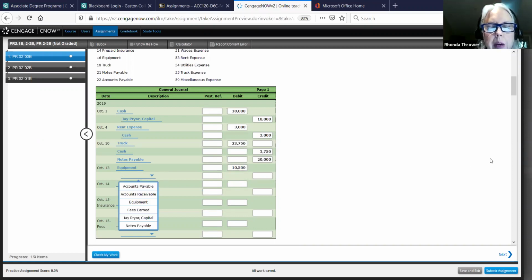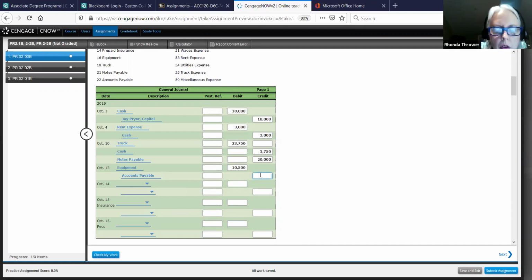Because we did not pay cash for that equipment, we put it on credit, our accounts payable will be increasing. Accounts payable is the liability account, and it's $10,500. Notice in our drop-down list here, we could have chosen notes payable if the transaction had said that we signed a note. There's a difference between notes payable and accounts payable.